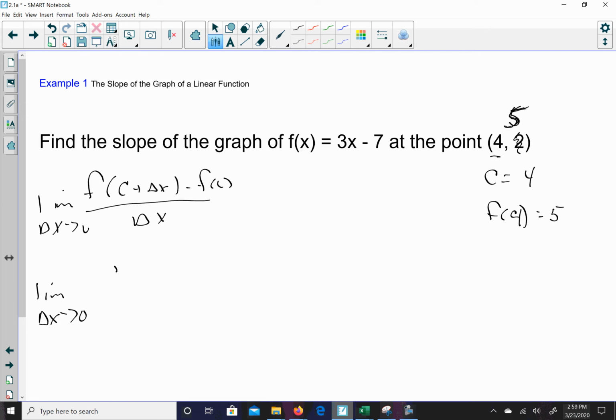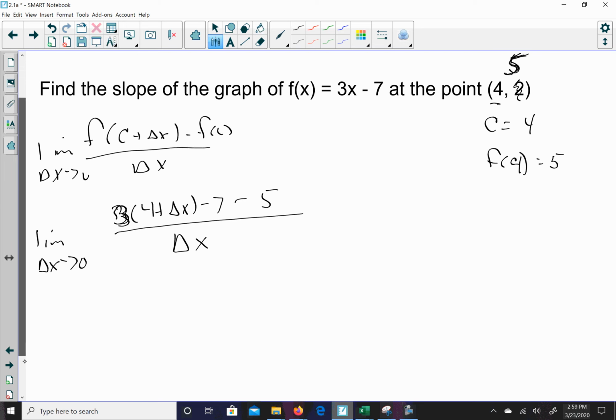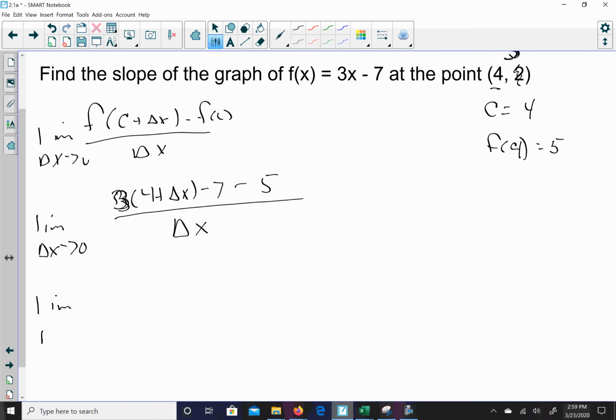And I'm going to say 3, and in place of c, I'm going to write 4 plus delta x, minus 7, minus f of c. Well, f of c we just said was 5, all over delta x. Boy, that's really messy, and I'm sorry about that. All right, so now I'm still taking the limit as delta x approaches 0. This will be 12, I'm distributing the 3, plus 3 delta x. And while I'm here, I'm going to take negative 7 minus 5, and that's going to be minus 12. And this is all over delta x.